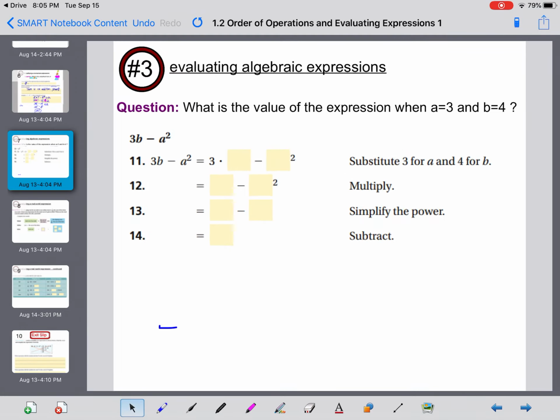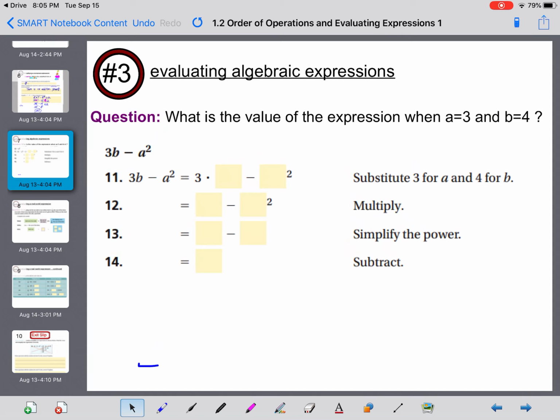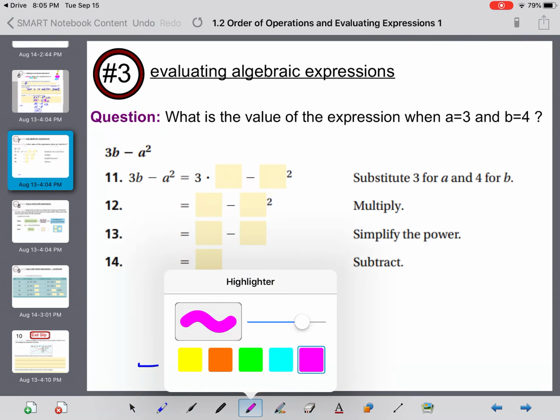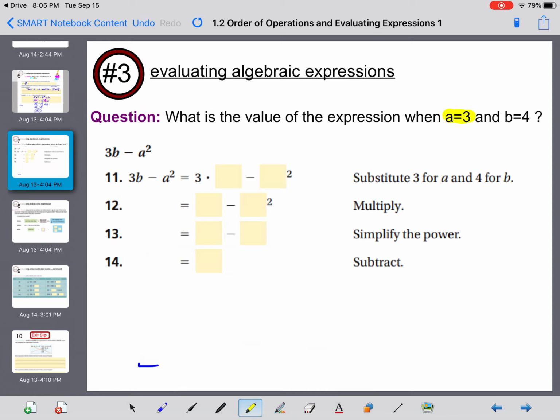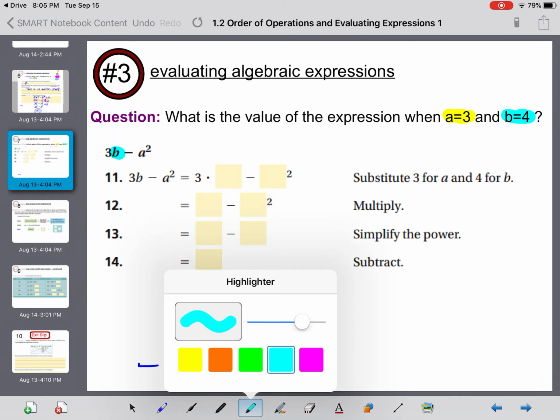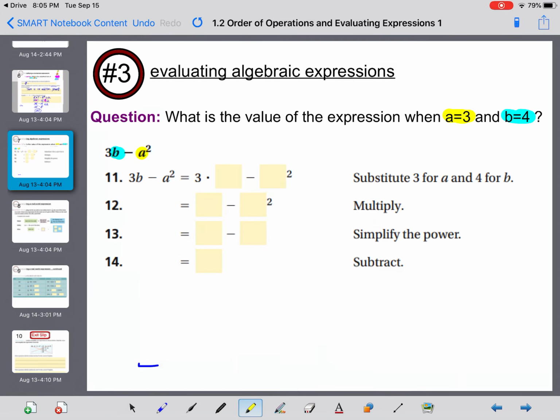Evaluating algebraic expressions. Question: what is the value of the expression? And now they're giving us values for the two variables. They're telling us a is 3 and b is 4. So we're going to plug in for b and also for a. So instead of 3 times b, this becomes 3 times 4. And instead of minus a squared, it becomes minus 3 squared.